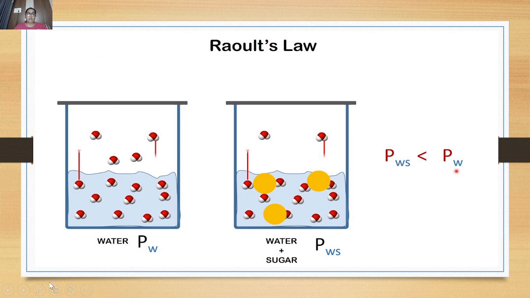So here we can see there are two containers. One contains pure water and the other contains sugar solution. The container containing pure water has particles of water in the vapor phase, and the container containing the sugar solution also has particles of water in the vapor phase. But in case of pure water, there are more particles in the vapor phase, and in case of sugar solution there are fewer particles in the vapor phase. This means that the vapor pressure of pure solvent is always greater than that of the solution, because the surface area covered by the water molecules is more as compared to that in case of the sugar solution.